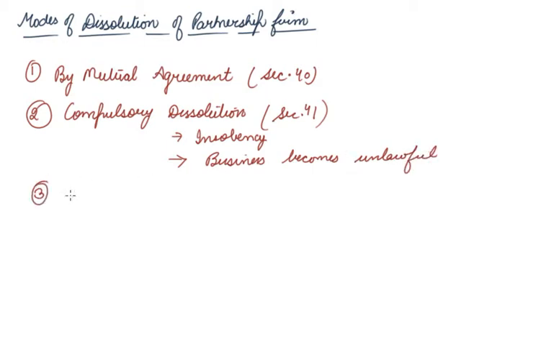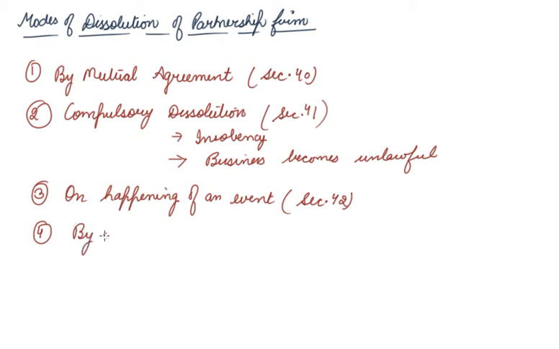Third comes dissolution on the happening of an event. Section 42: a firm may be dissolved on the happening of any one of the following incidents: either the insolvency of the partner, on the fulfillment of the object for which the firm was formed, or on the expiry of the period for which the firm was formed. So anything can happen. On the happening of such events, the dissolution occurs.